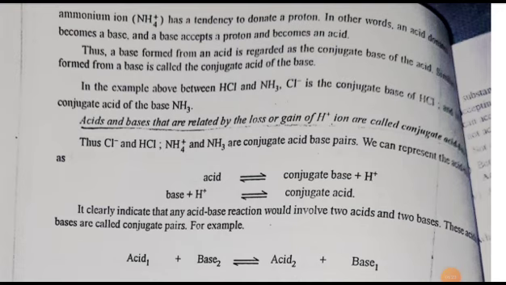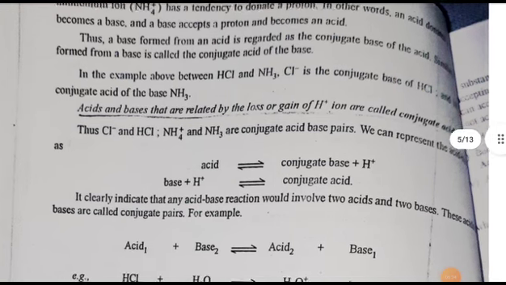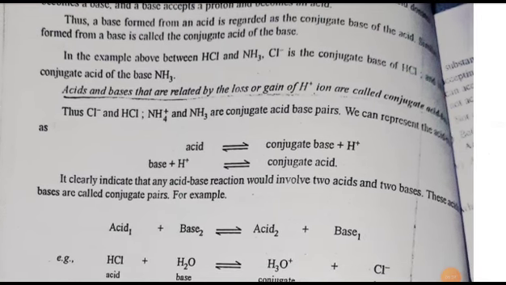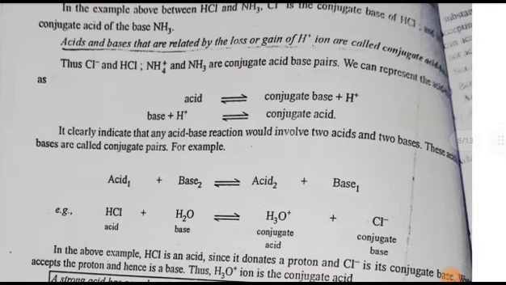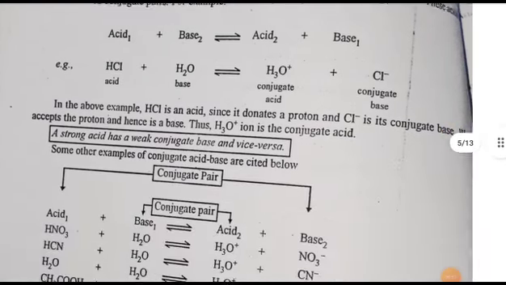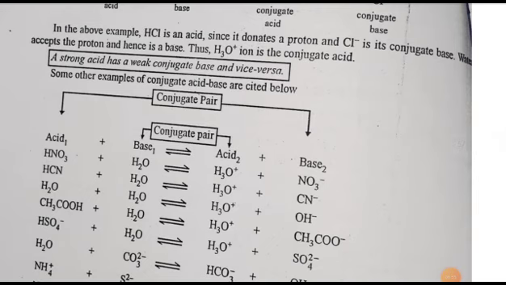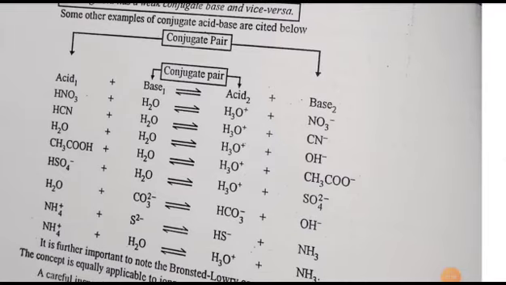Similarly, an acid formed from a base is called the conjugate acid of the base. In the example above, between HCl and NH3, Cl negative is the conjugate base of HCl. Acids and bases related by the loss or gain of H positive ion are called conjugate acid-base pairs. A strong acid has a weak conjugate base and vice versa. Some other examples of conjugate acid-base pairs are cited below.